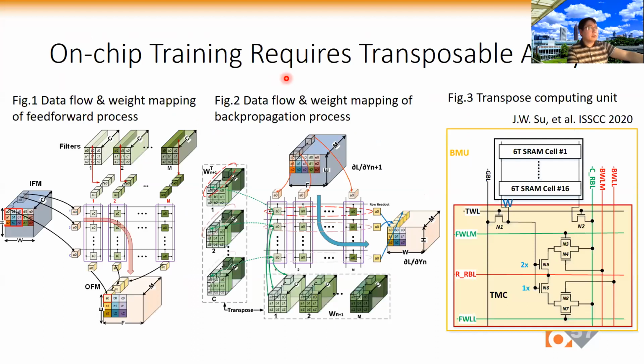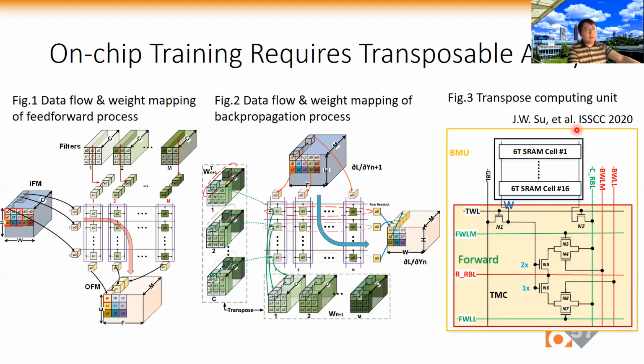Then we have to consider the system, consider the data flow and weight mapping strategy. So here we just have one example if we want to support the on-chip training. So if we want to do on-chip training, we would think that SRAM is a better choice because of the fast read and also the very large endurance. So here for the transpose array, we can have this kind of design. And I'll give the details. The design was published in this year's ISSCC.